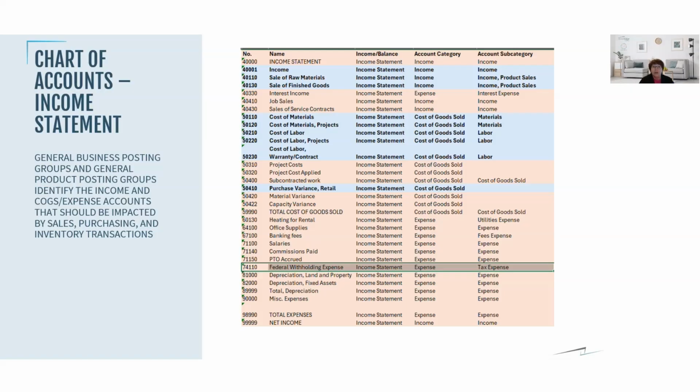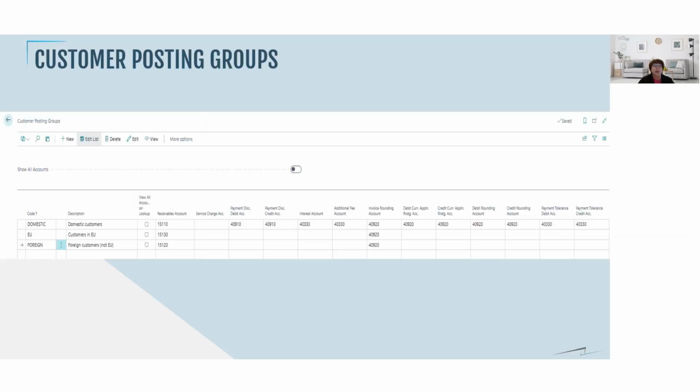In addition, that combination of general business posting group and general product posting group are also going to drive what are your cost of sales accounts that should be impacted by the transactions.